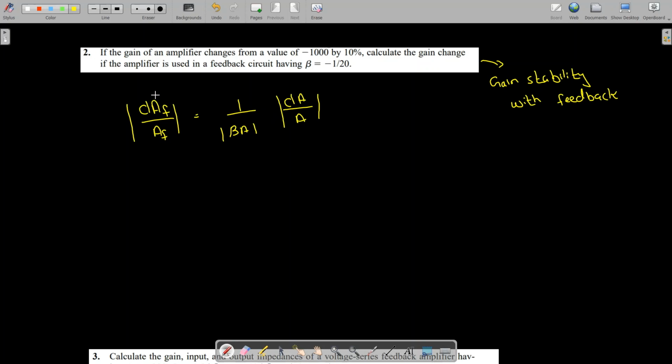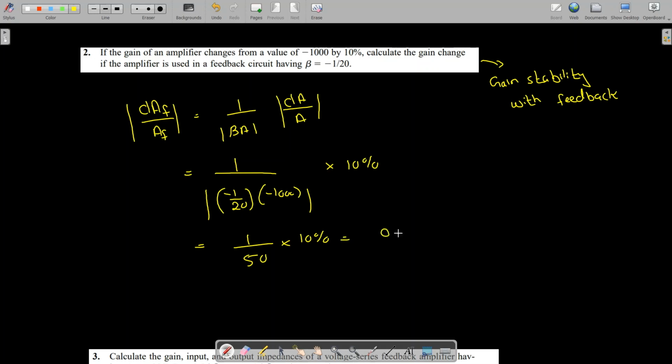So we need to find the magnitude of the relative change of gain with feedback. The magnitude of the relative change of gain without feedback is given as 10%. So let us put the values. Beta is minus 1 by 20, and then we have A, which is minus 1000. Then we have dA divided by A, which is 10%. So we have 1 divided by 50 multiplied by 10%, which comes out to be 0.2%. So this is the magnitude of relative change of gain with feedback, which is 0.2%.